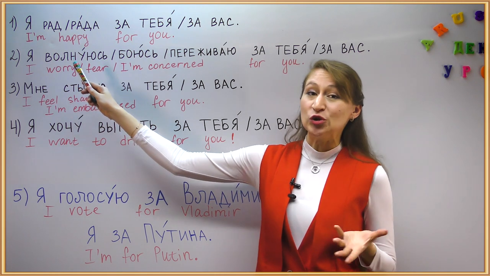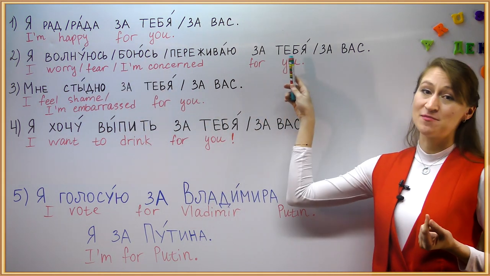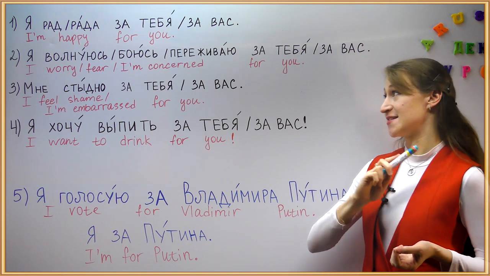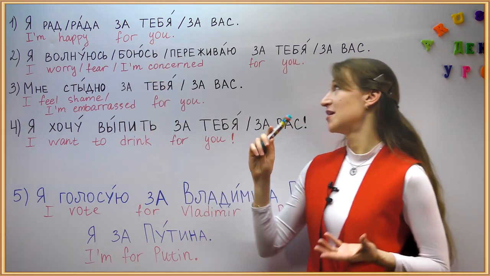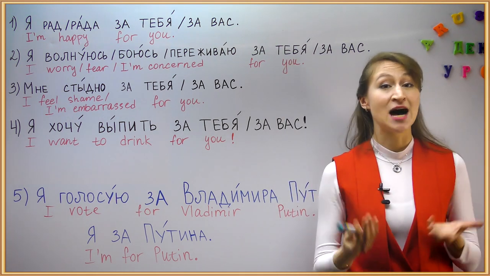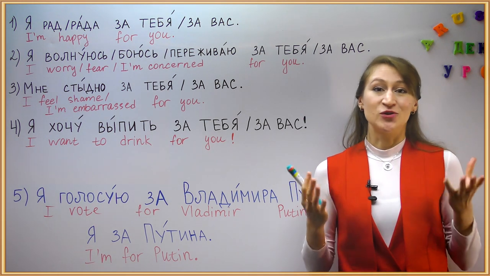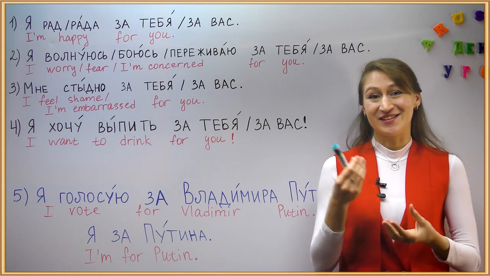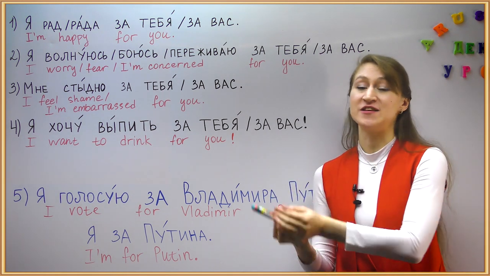Number two. Я волнуюсь за тебя, за вас. Or я боюсь за тебя, за вас. Я переживаю за тебя, за вас. So these verbs mean I worry, волнуюсь, or I fear, боюсь, or I'm concerned, переживаю, about you. In English, you will say about you, but in Russian, it's за. It's for, because there is a situation where you should be worrying. I don't know, some potentially dangerous situation. You may be worrying, but it may be so that you're not worrying, but I'm worrying for you. I'm feeling something that you should be feeling in this situation.